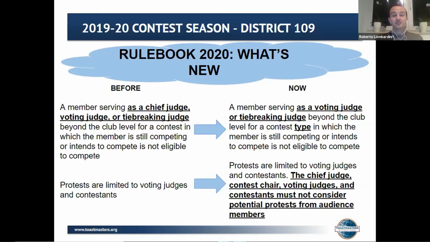A second rule is about protests. It's important to notice that only judges and contestants can move a protest. So if you notice something strange in the process of the contest and something for you is not regular, tell a contestant or a judge. Judges should be anonymous, so tell a contestant. But it has been stated clearly this time that the contest chair and chief judge should not consider protests from members of the audience. So be aware of that.